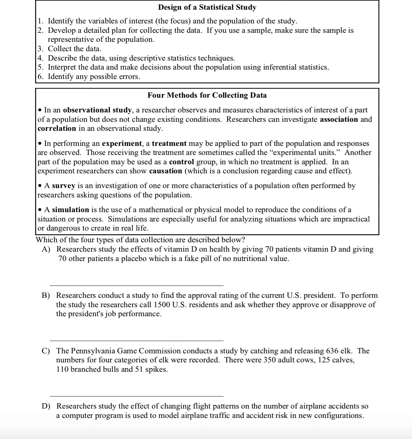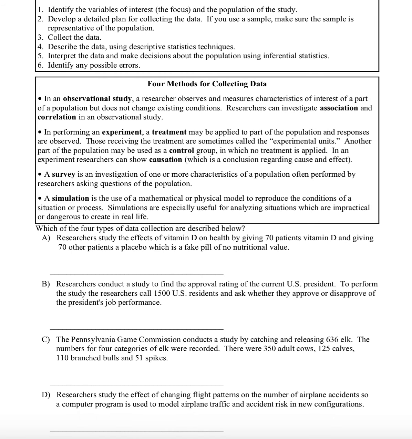Let's check out the 4 examples of studies below and try to decide which type is which. First, researchers study the effects of vitamin D on health by giving 70 patients the vitamin D and giving 70 others a placebo, which is a fake pill of no nutritional value. This is an example of an experiment.